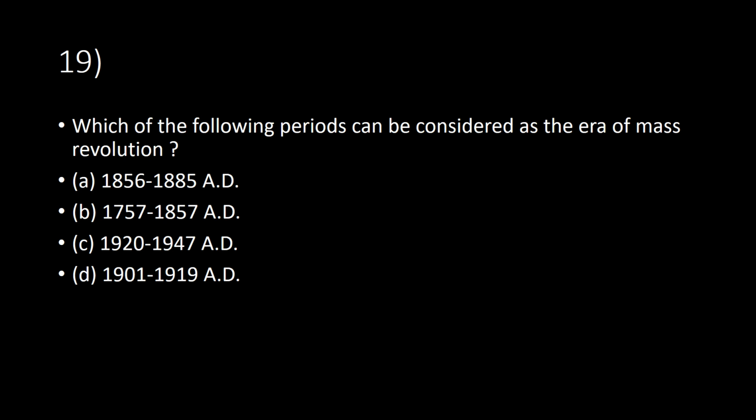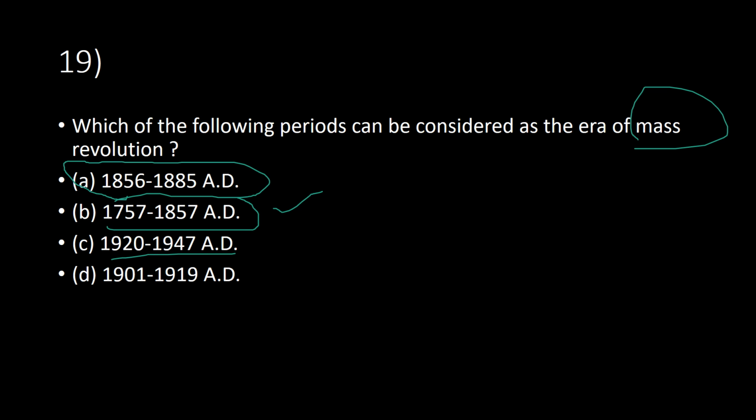Which of the following periods can be considered the era of mass revolution? You know that the revolts in the 19th century, between 1856 and 1885, failed miserably because of lack of unity. In 1757 to 1857 there was consolidation of the British period, and no mass revolution took place. So the answer here is 1920 to 1947. This is the time when the masses, that is mass revolution, started to take place, especially after the arrival of Gandhiji through the non-cooperation movement, the civil disobedience movement, and many satyagraha movements.